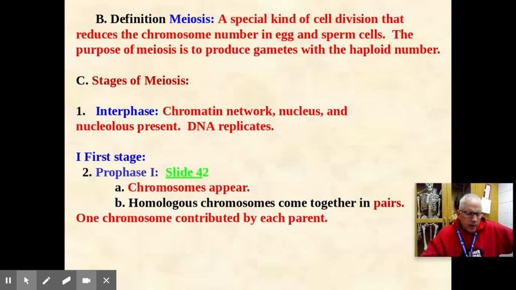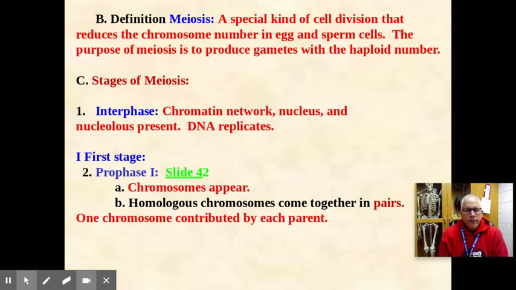Now, a lot of it's the same. In interphase, I have chromatin, I have a nucleus, I have a nucleolus, the cell's doing its normal thing. I go through G1, S, G2, I duplicate my DNA, the cell grows and matures, all's well. It doesn't matter if it's an egg, sperm, or blood cell. Interphase is the same in meiosis.